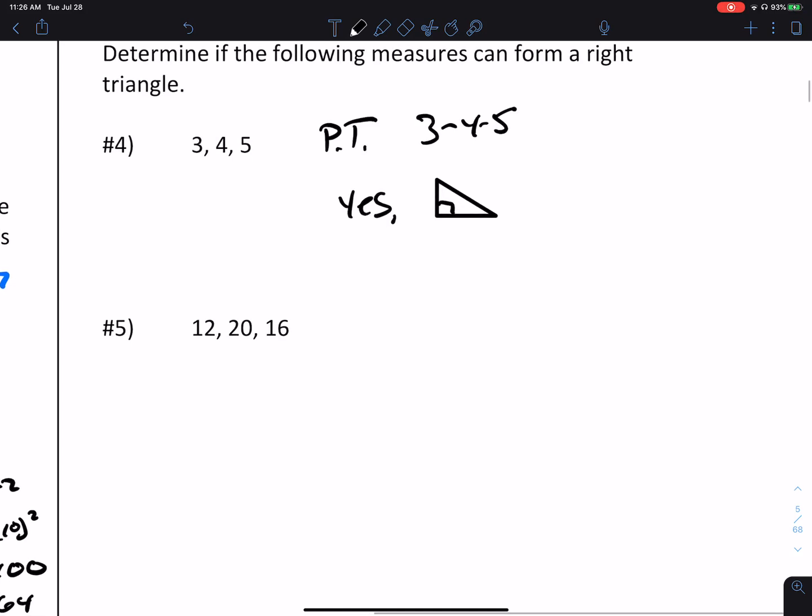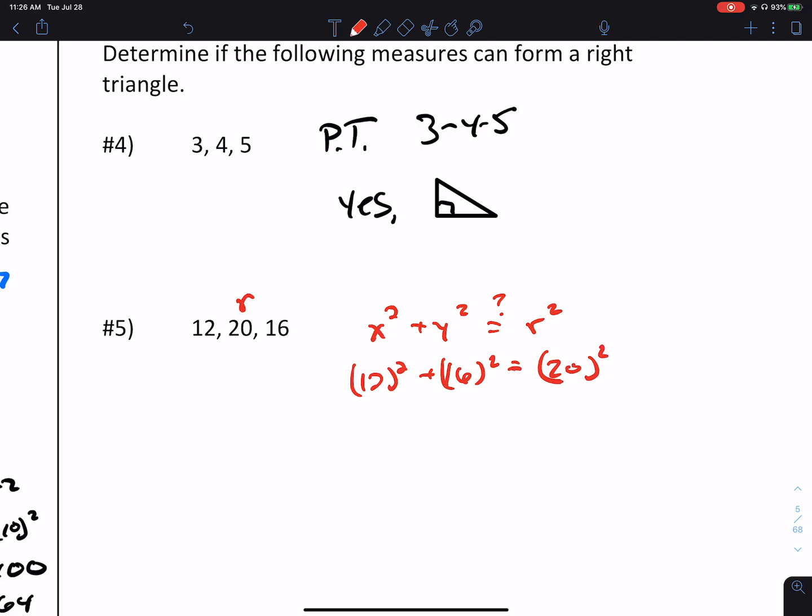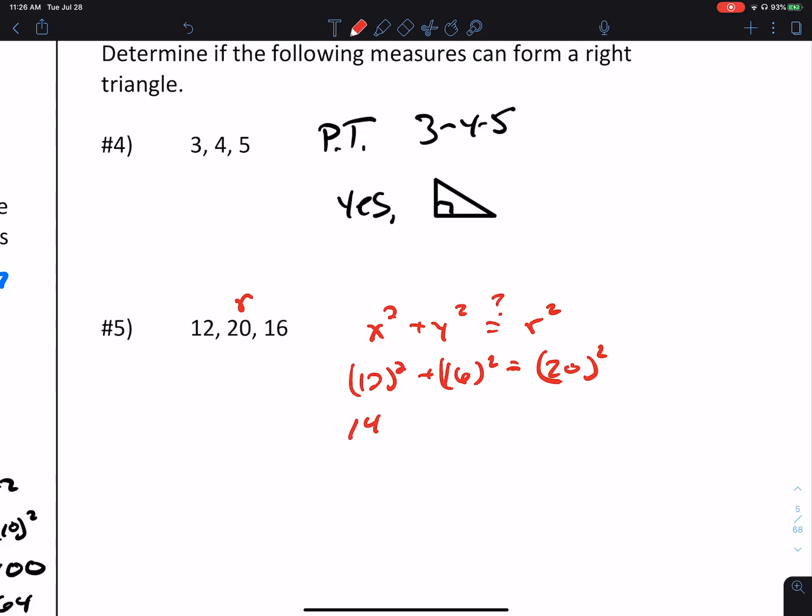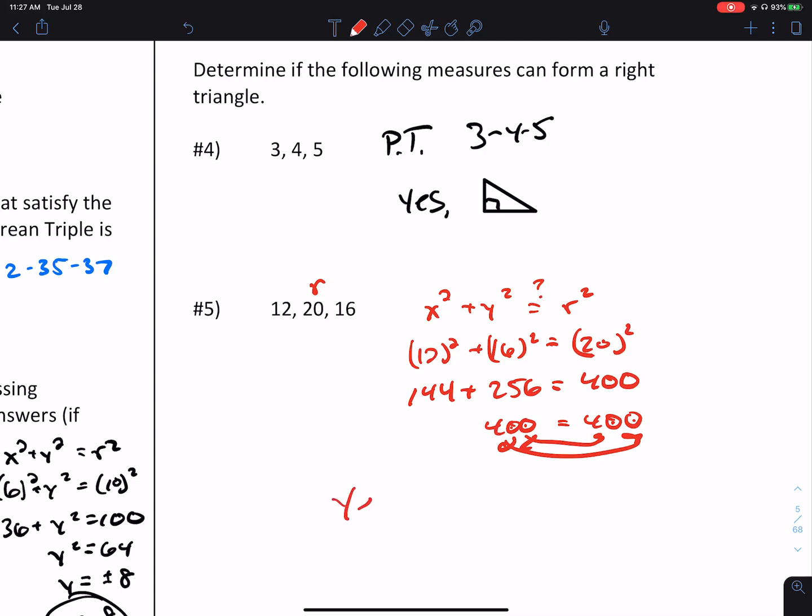Number 5. Let's say you don't recognize whether this is a Pythagorean triple or not. They're all integers. So x squared plus y squared, does it actually equal r squared? So we're trying to figure out. Let's say x is 12. Now we have to choose this 20 for r because it's the largest side. Let's say y is a 16. Now you might be asking yourself, does it matter which is x and which is y? It does not. This is 144 plus 256 equals 400. So we get 400 equals 400. Are those equal? Sure are. So this is, in fact, a right triangle. This is also, if you recognize it, Pythagorean triple 3, 4, 5 with a scale factor of 4.